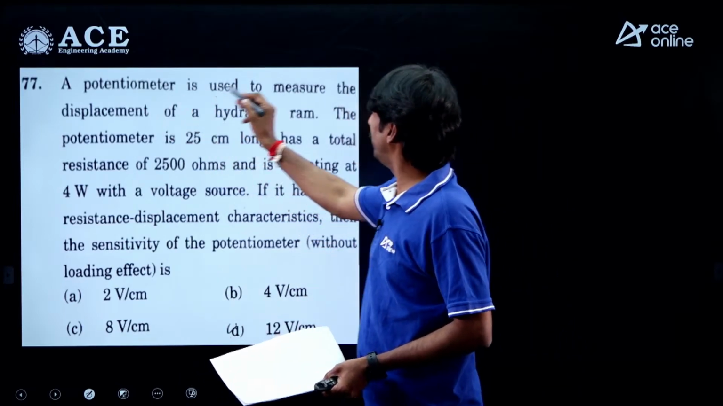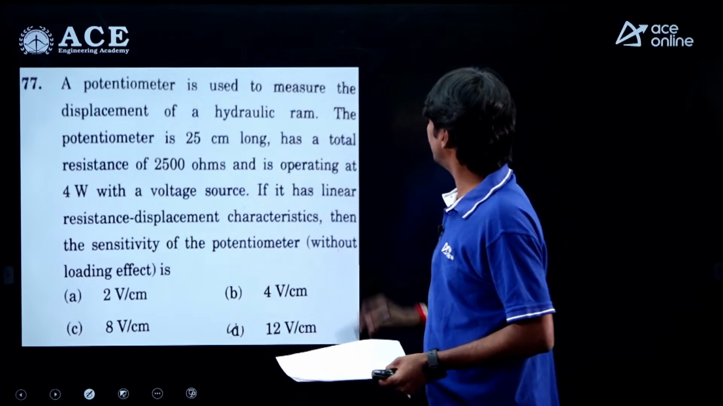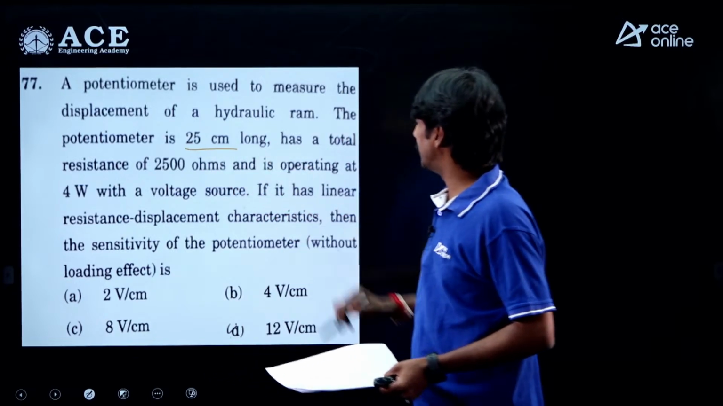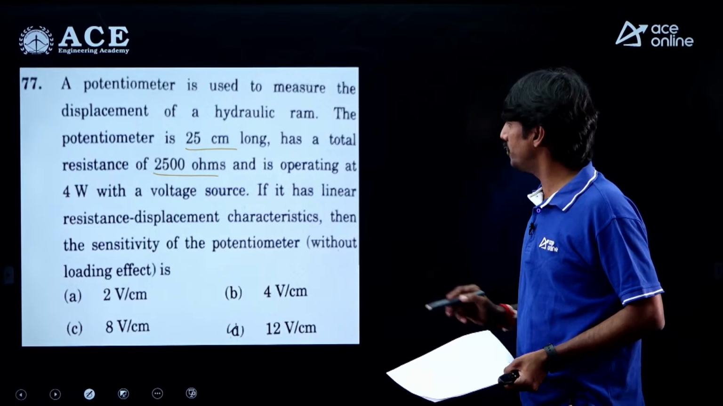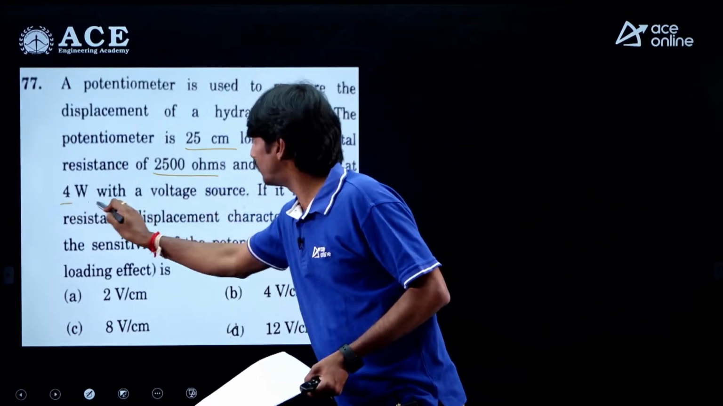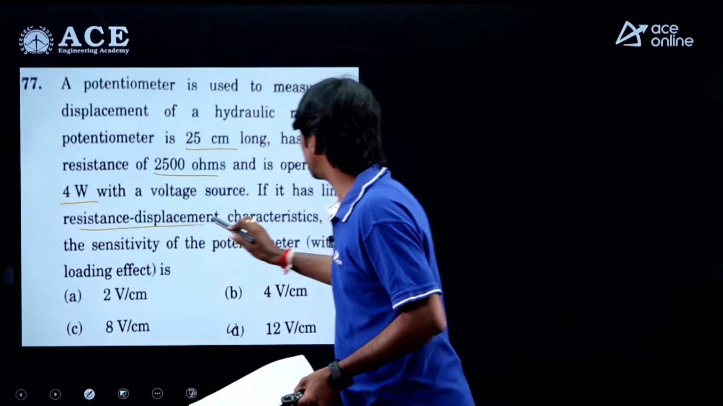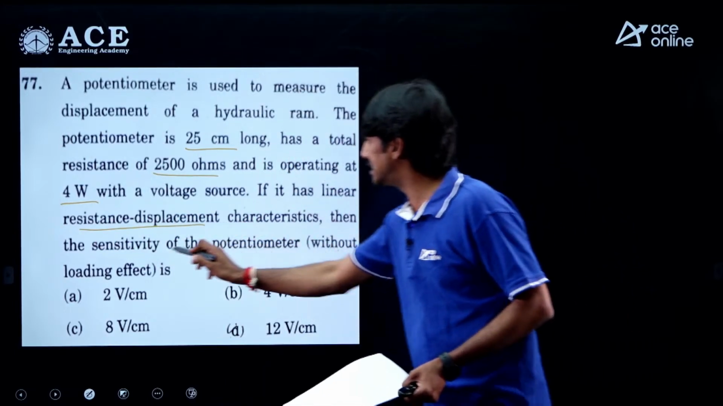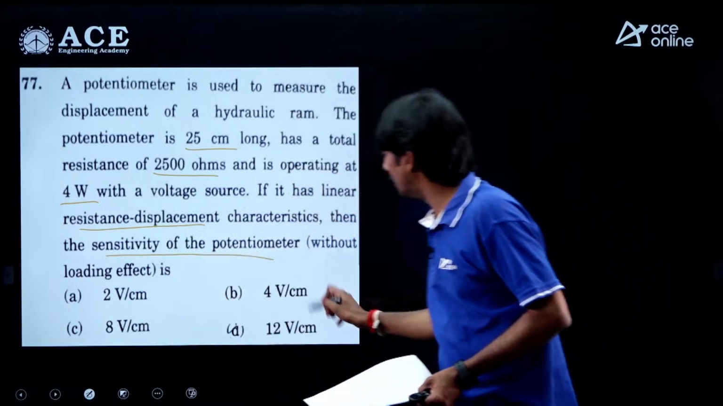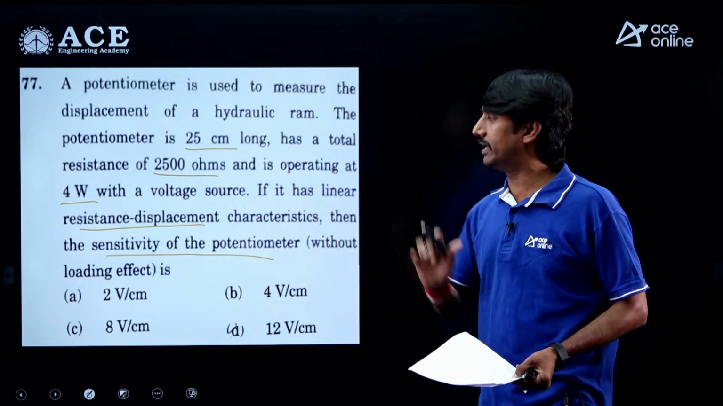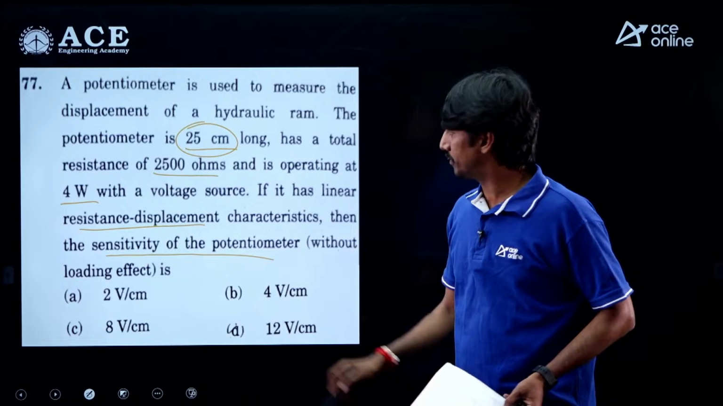Here a potentiometer is used to measure the displacement of the corresponding hydraulic actuator. The potentiometer is 25 centimeter long, has a total resistance of 2500 ohm and is operating from a 440 watts source. If it has linear resistance displacement characteristics, then what is the sensitivity of the potentiometer? And what he is asking here is volt per centimeter. If you follow the units, the answer will be very simple. Volt per centimeter.